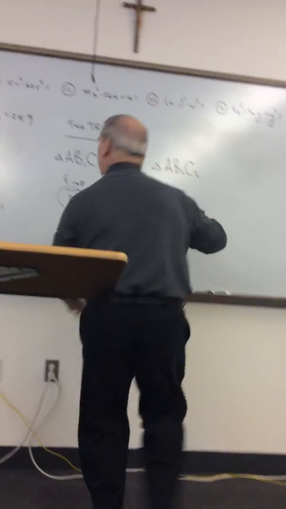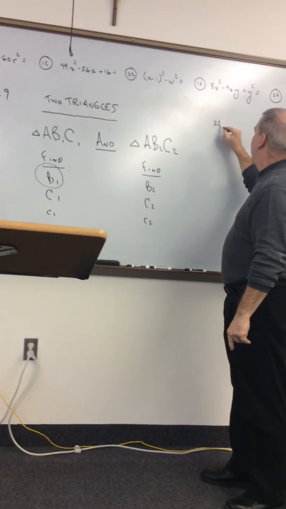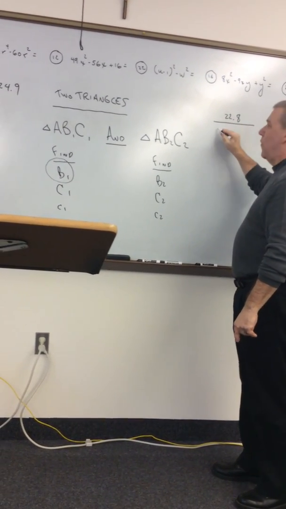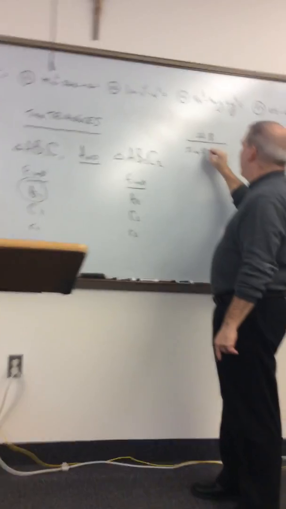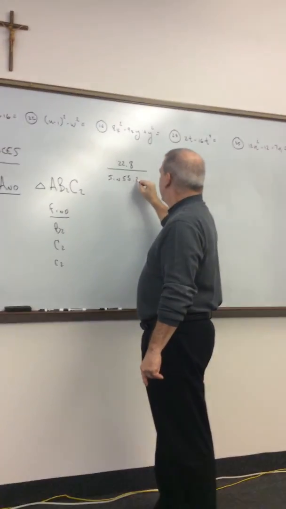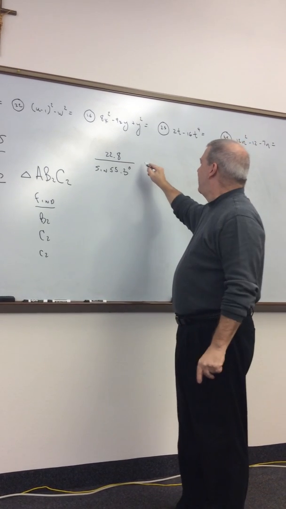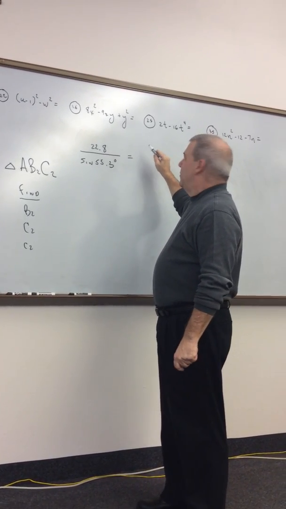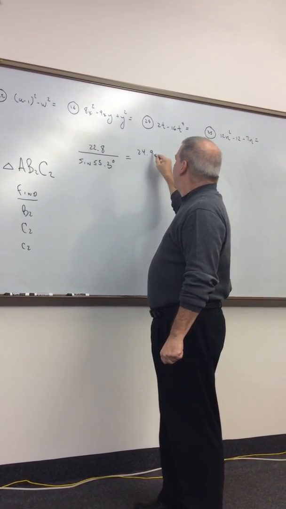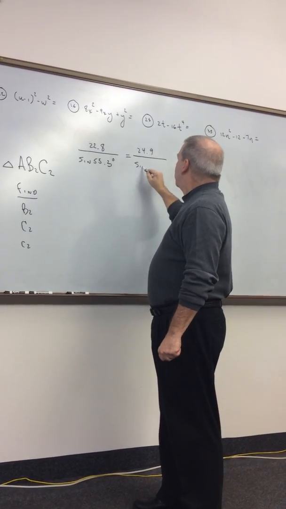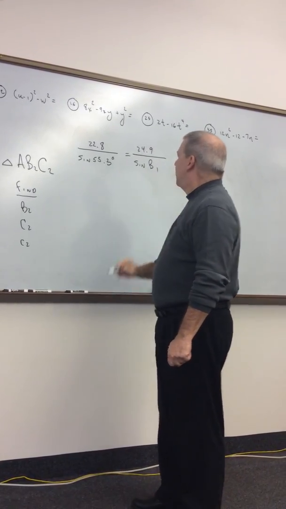In your notebook, 22.8 over the sine of 55.3. I'm going to do more with this again tomorrow. Equals 24.9 over the sine of angle B sub 1.